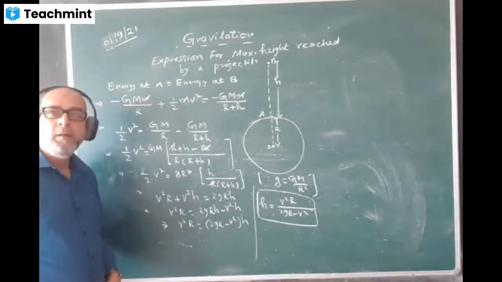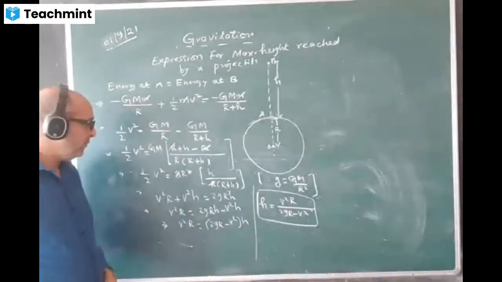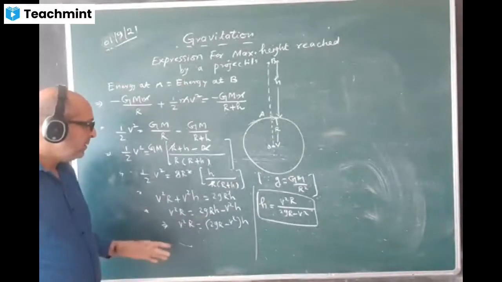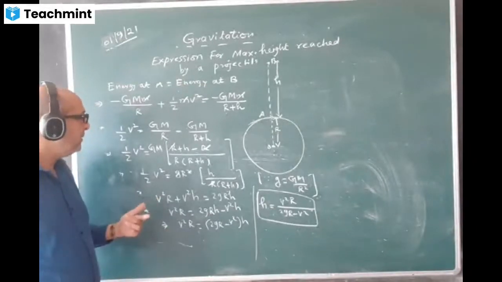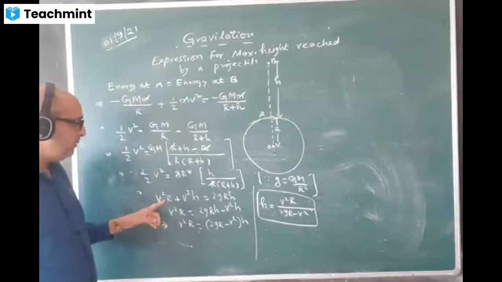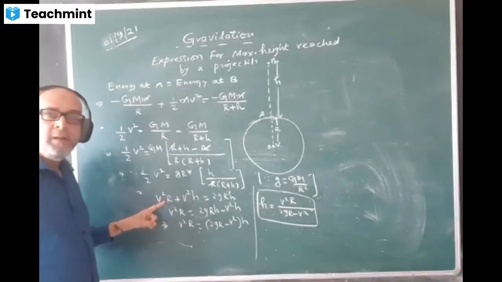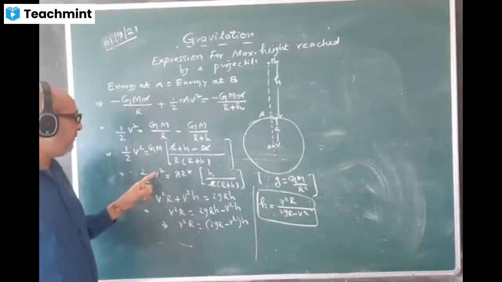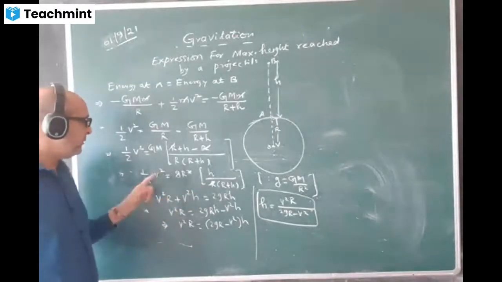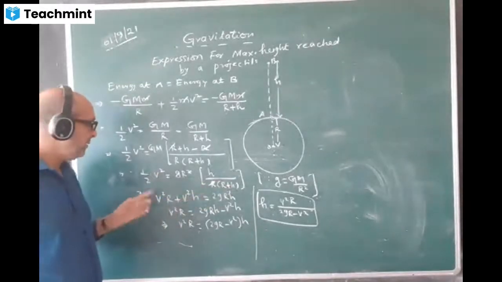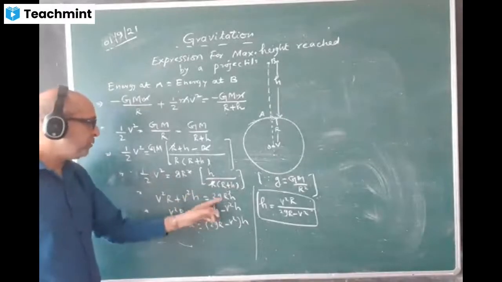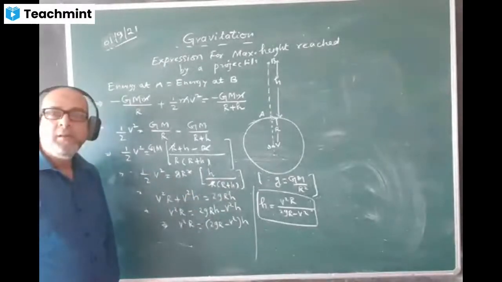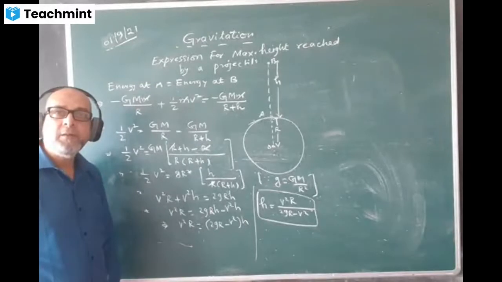So that step, which one? The third last line, which step? The third last. This one. Here. Yes, sir. Cross multiply. V square is V square R. V square into H is V square H. Cross multiply 2gRH. That is the simplest step. Simple.